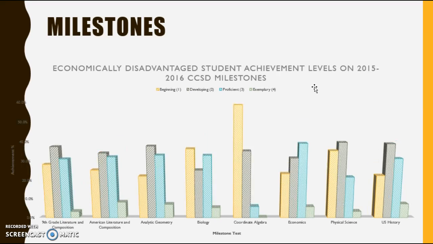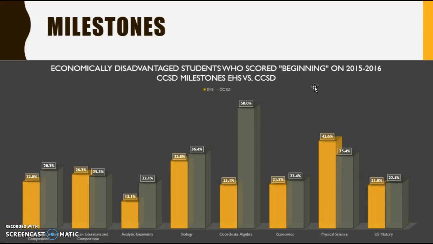And here's how they did at the county level. And here are the economically disadvantaged students, how they scored at the beginning level compared to the county. And again, we did pretty well compared to the county, except for in physical science.